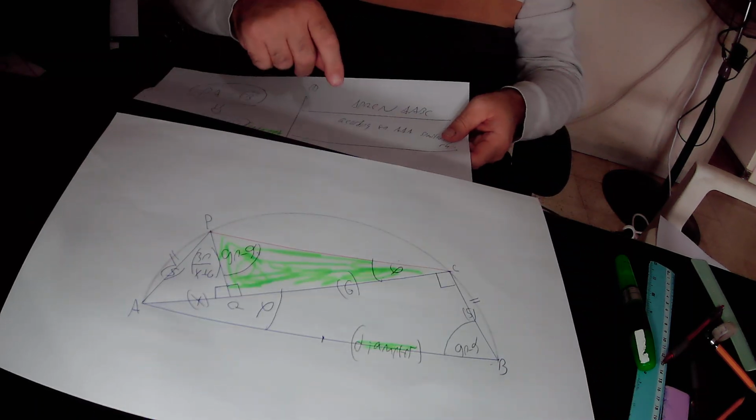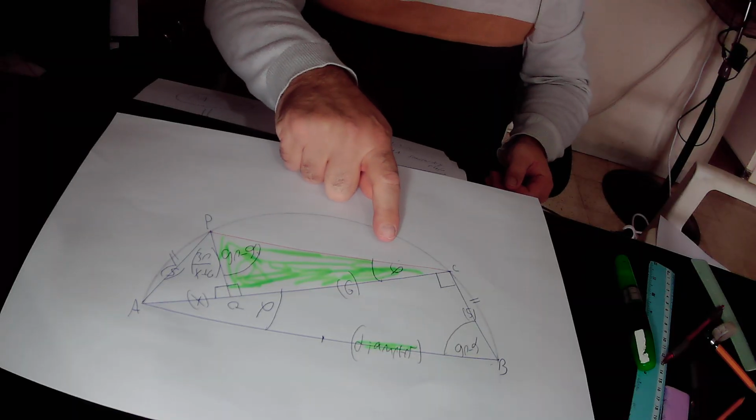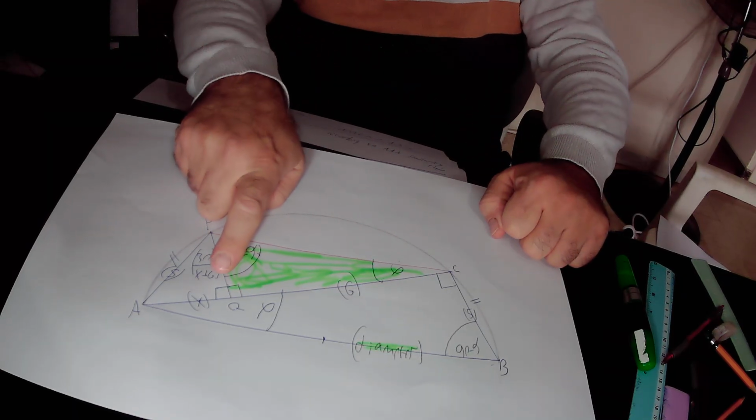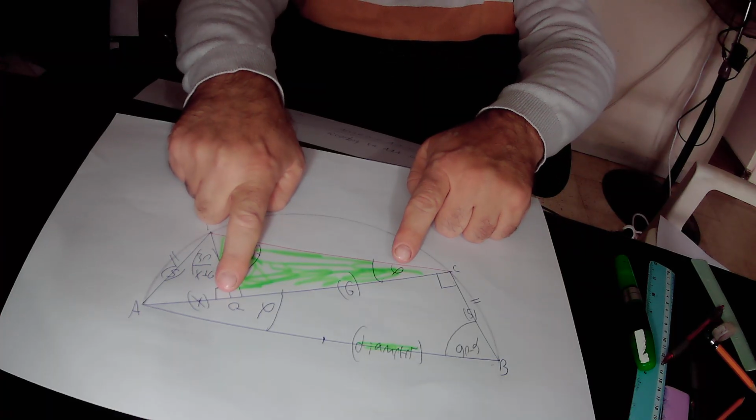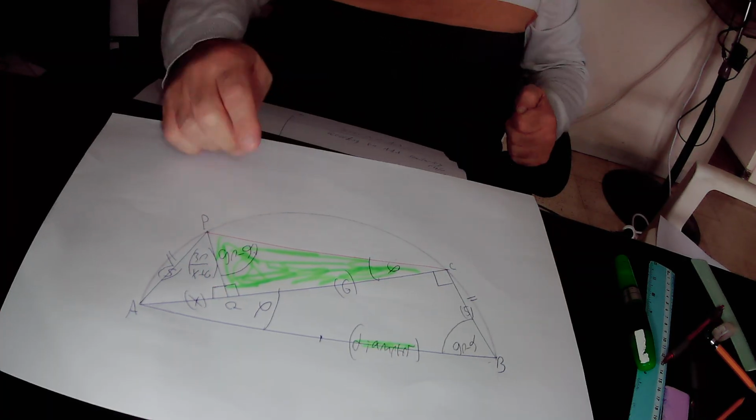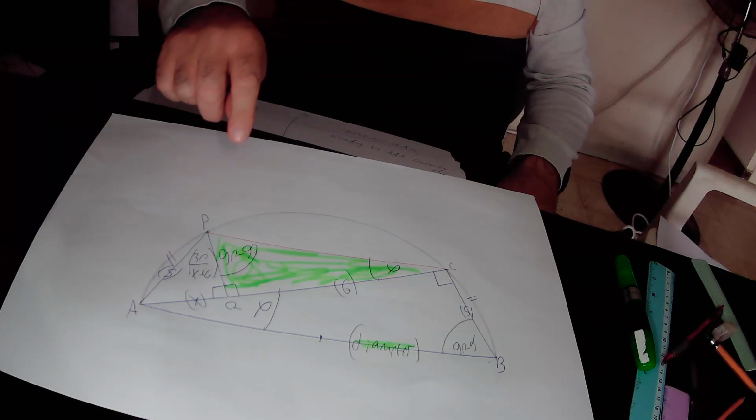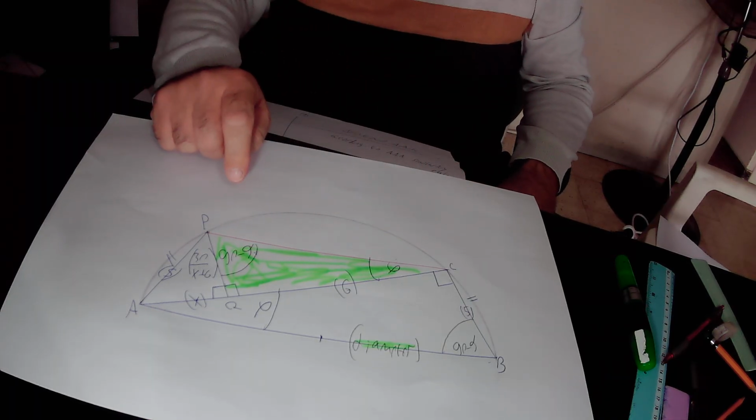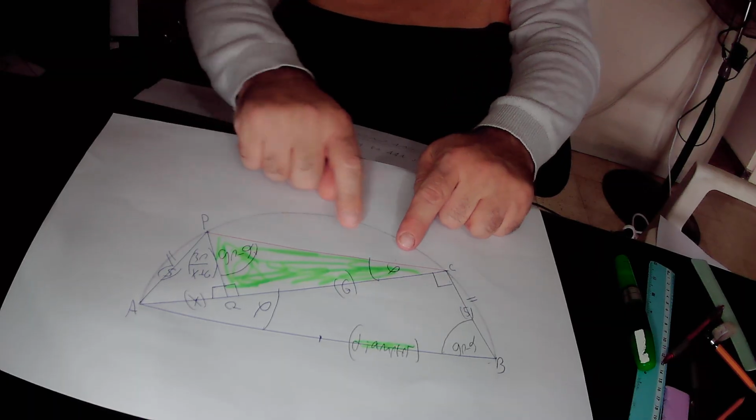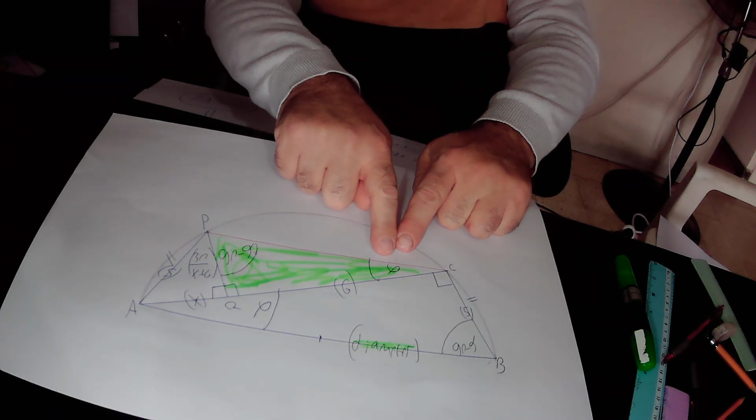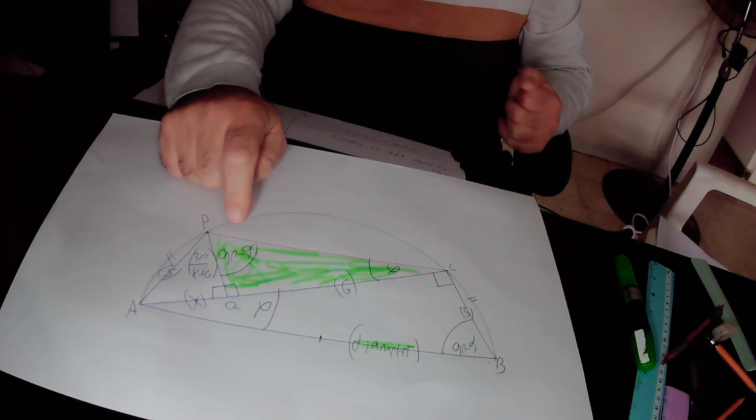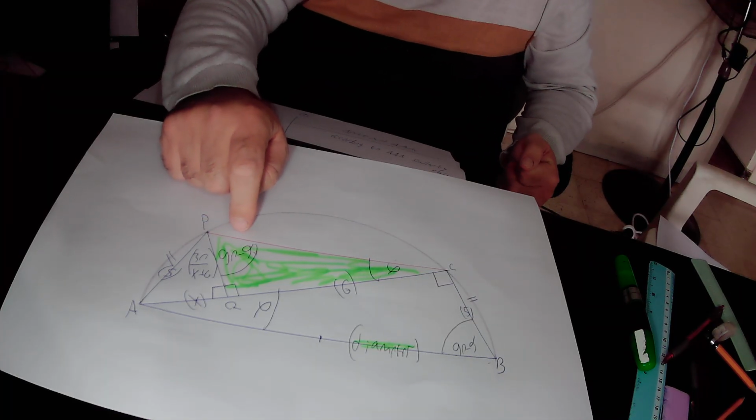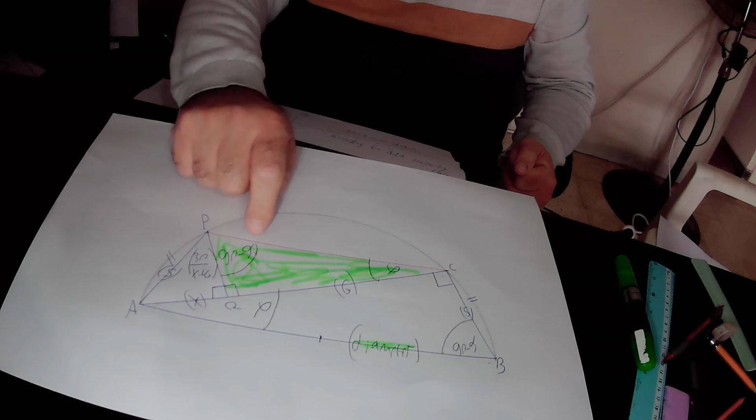So if we define the size of this angle PCA as alpha, then the size of this angle CAB must also be equal to alpha, because they are equal to each other according to Rule 57. So in this green right triangle PCQ, this angle equals alpha according to our definition. This angle equals 90 degrees, and therefore this first angle must be equal to 90 degrees minus alpha.